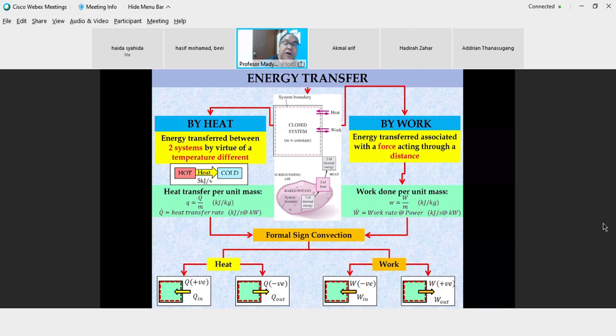So for negative work, it means you have to give electricity or something to generate the work. Or if your work is coming out from the process, let's say the turbine at Tasik Kenyir generating electricity, the work coming out from the Tasik Kenyir turbine is described as positive work. Right? So that's it for today.